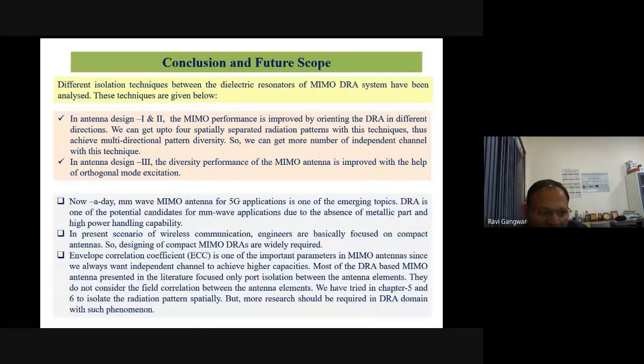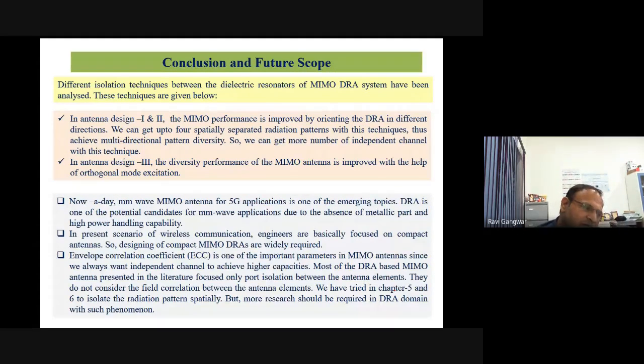Second, you can design compact antennas, because compactness in the DRA is a challenging task: how to reduce the size of the DRA for compact or handheld devices. And third is how we are able to reduce or improve the ECC values. The ECC value improvement is a completely new area. We have explored 3 to 4 techniques in our recent papers, but still you can merge more than one or two techniques to get better ECC, or you can go for some new types of structures, like PRS structures, EBG structures, or metamaterial structures, to get better performance.